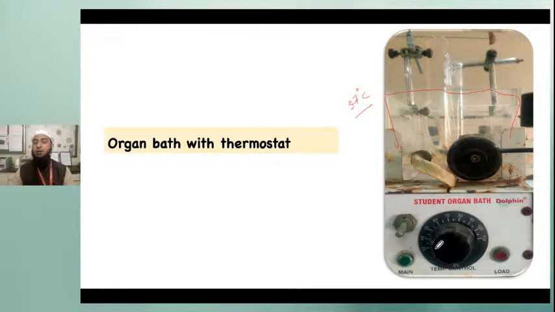Since you are using a thermostat, in the outer organ bath you are adding water. This water is heated to 37 degrees Celsius to maintain the temperature needed for that particular tissue. So the organ bath consists of the outer jacket. In addition to this, it also consists of the inner organ bath.